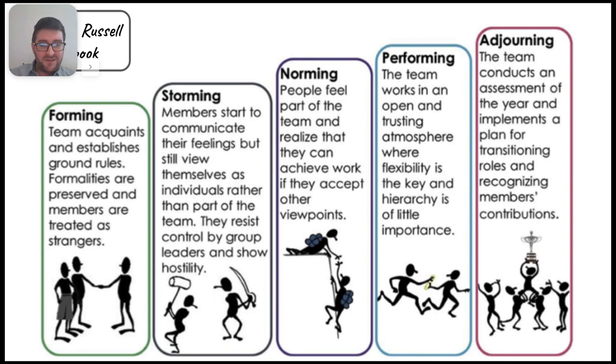Then we've got performing, basically where they're doing what they're supposed to do and doing it well. You've got flexible roles, you've got little hierarchy, you've got an open and trusting environment. And adjourning just means the team is ending. Whatever they were supposed to do, they've done it. They might conduct an assessment of how everything went. They might recognize the contributions of different members of the team.